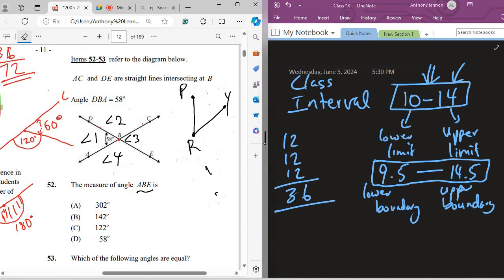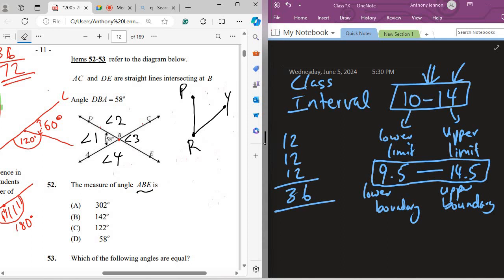So now, if we're talking about angle ABE, let's identify angle ABE. That's the thing. We want to identify angle ABE. Which angle are they talking about? I labeled them. Which angle is angle ABE? Is it angle 1, 2, 3, or 4? Angle 4. You're right. Angle 4.